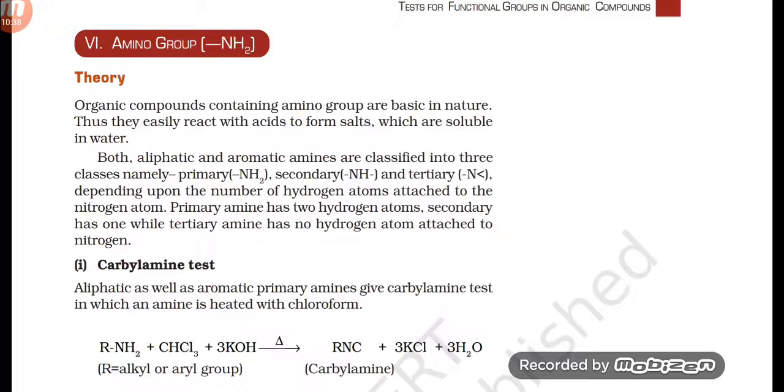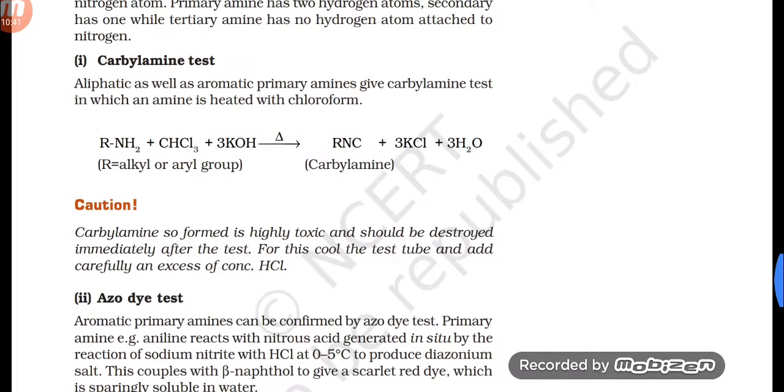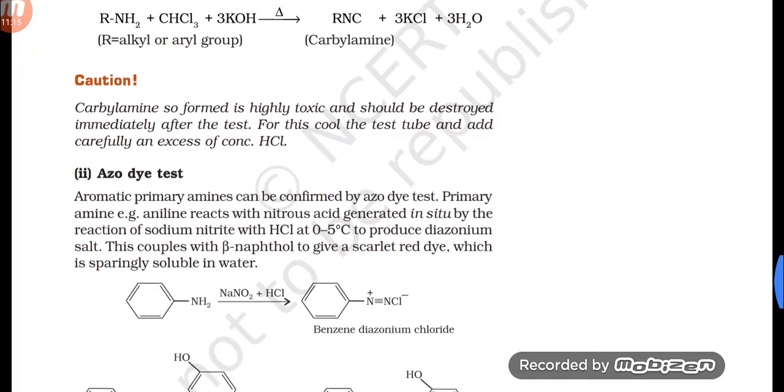So first is carbylamine test. Aliphatic as well as aromatic primary amines, both of them give carbylamine test, in which an amine is heated with chloroform in a basic medium to give carbylamine RNC, where R is the alkyl or aryl group, N is the nitrogen and C is the carbon, with KCl and water. Caution: carbylamine so formed is highly toxic and it should be destroyed immediately after the test. For this, cool the test tube and add carefully an excess of conc HCl.